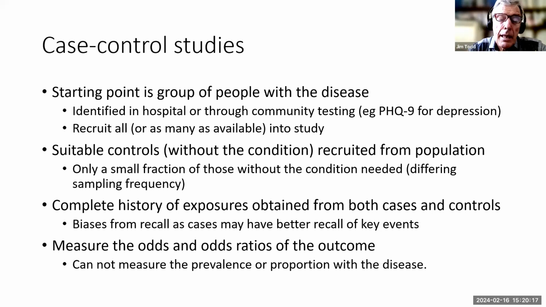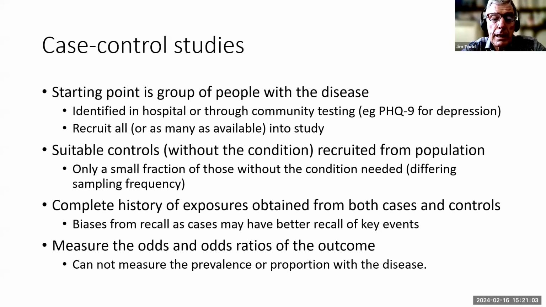But the important thing is that from both the cases and the controls, we will get a complete history of the exposures, whether they had suffered childhood abuse, whether they had suffered stress, whether they had attended particular courses or universities, or worked in particular conditions. And of course, those all might be risk factors for becoming a case later in life. However, the issue here is that with case control studies, there may be biases, recall biases, as cases may have a better recall of some of the key events because they've then experienced a particular mental health condition later in life.